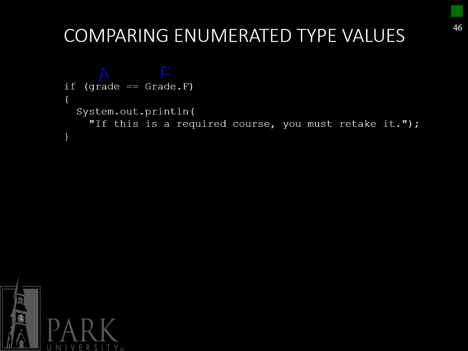But we can't use the less than or greater than operators directly. First, we must have the enumerated constant call its ordinal method, which returns its position within the enumerated type's declaration, where 0 is the first position.